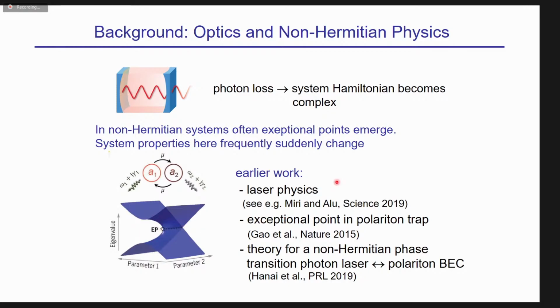There has been lots of earlier work in laser physics, also in the field of polariton physics. What I should also mention is that the group of Peter Littlewood has predicted a non-Hermitian phase transition between a photon laser and a polariton BEC. And the question I'm posing here is whether we have exceptional points in a photon BEC.